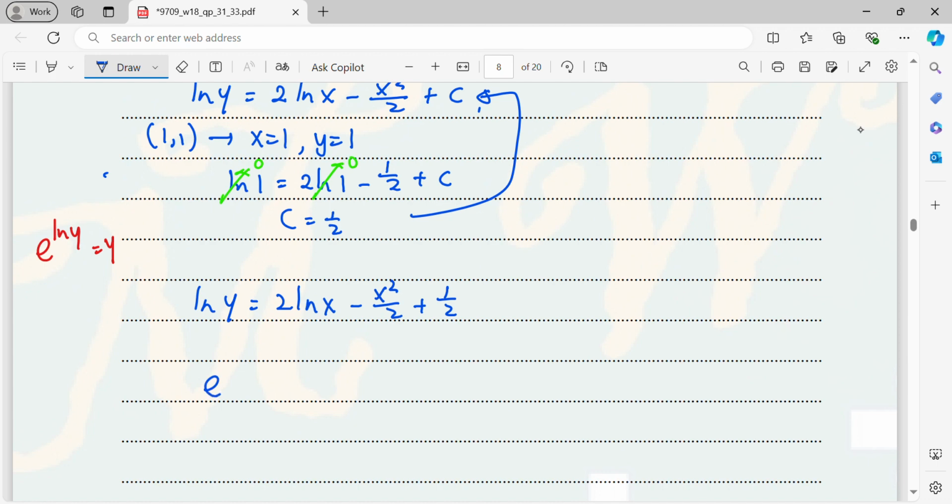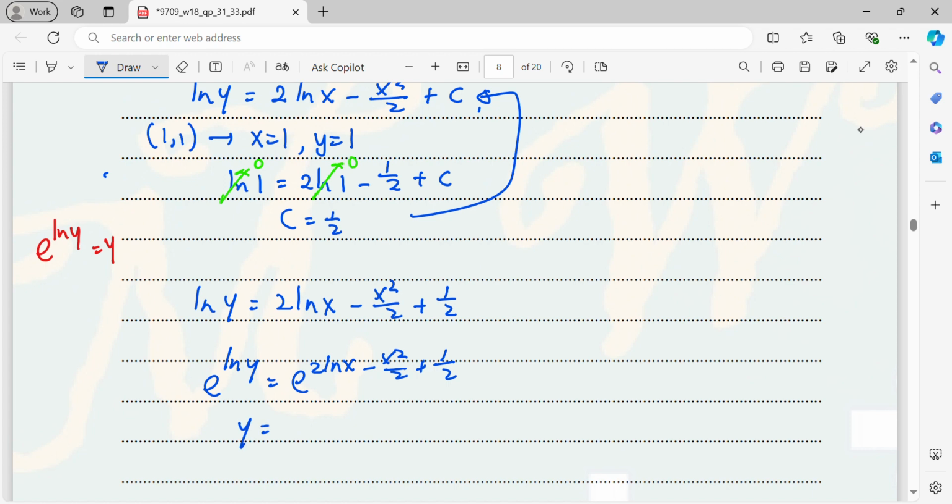I'll get e^(ln y) equals e^(2 ln x...). It's just one ln; e is allowed on both sides. But then for the right hand side, I have e^(2 ln x). This one I can simplify, provided I split it to one term. I split the terms on the right side first, so that e^(2 ln x) will be one term. Okay, so e^(ln y) will be y.